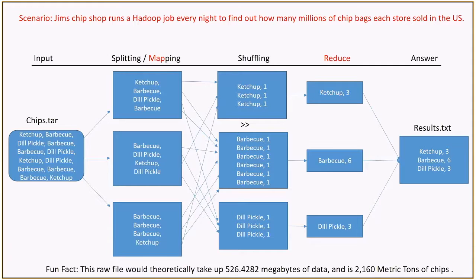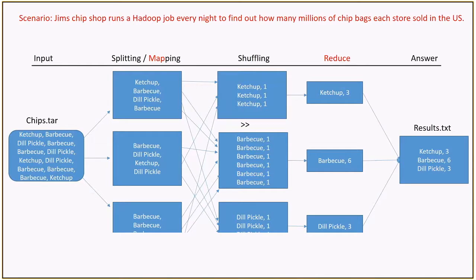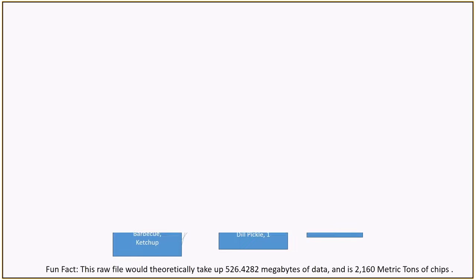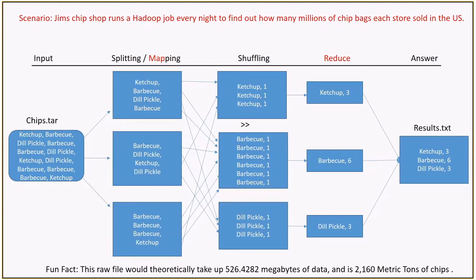So he sold 12 million bags of chips. Good for him. It's a lot of chips. It is. 2,160 metric tons of chips, assuming the bag was 180 grams. I did the math. I seriously did. I also did the math on how big the file would be: there's 8 bits in a byte, how many characters I used, and I calculated how big the file would be.